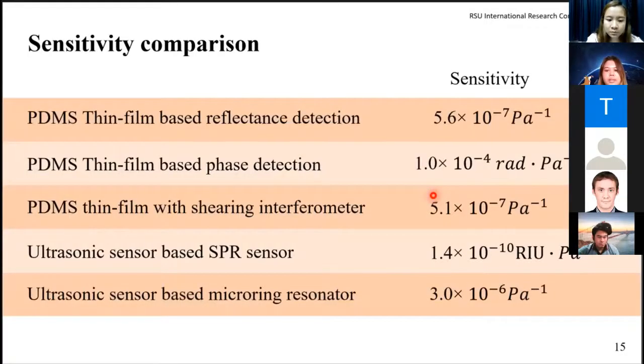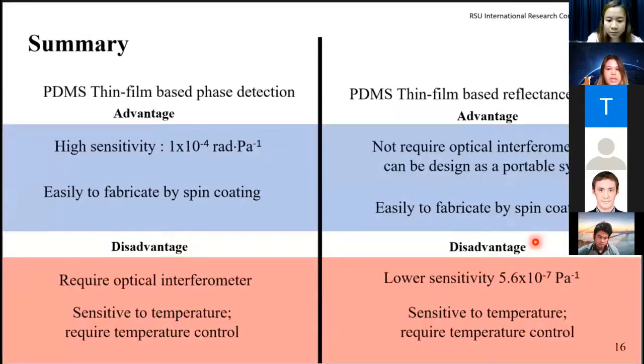This table shows the comparison of the sensitivity in ultrasonic detection based on optical sensor methods, and we find that the PDMS thin film based phase detection had the highest sensitivity performance. In this work, we investigated through modeling and computer simulation how a uniform PDMS thin film can be employed for optical detection of ultrasonic waves. This shows the summarized advantages and disadvantages of PDMS thin film based phase detection and PDMS thin film based reflectance detection.